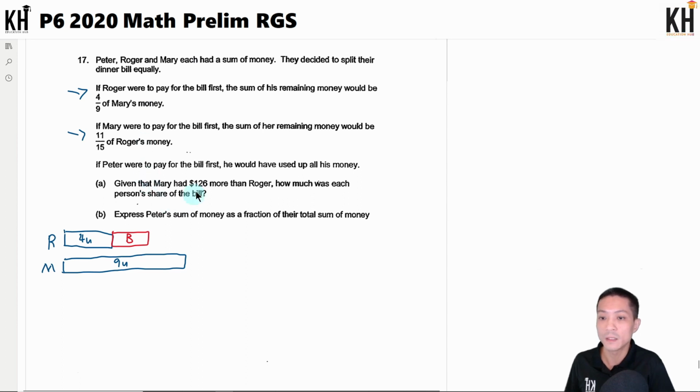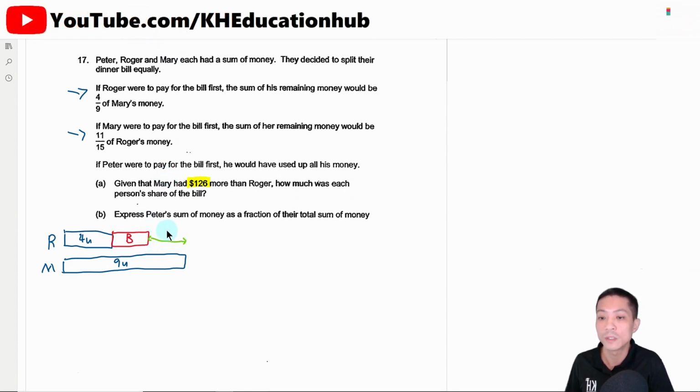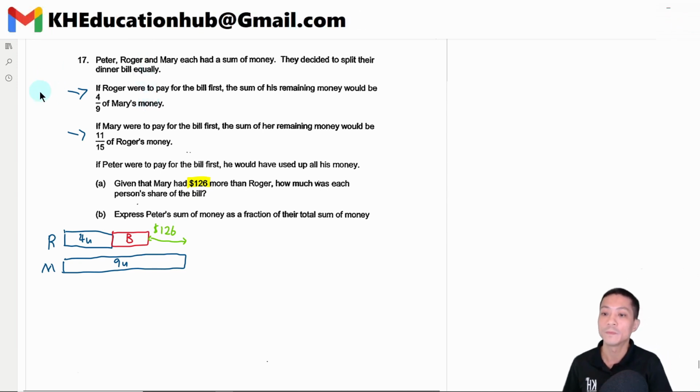Okay, and then I'm going to include this, given that Mary had $126 more than Roger. So this is another guideline that you've got to keep in mind. So here to here is $126. Then next I'm going to draw this one. So this is model 1 and model 2.